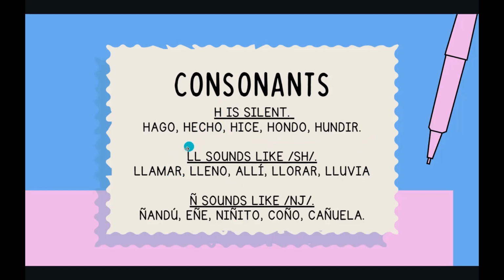Then this is going to be quite interesting. Basically, the double L represents different sounds depending on the dialect we're speaking. In this case, I decided to go for the Argentinian pronunciation, because I happen to think it's the easiest one out there. So in our lessons, double L is going to sound like an S followed by an H in English. This is going to be read llamar, lleno, allí, llorar, lluvia.